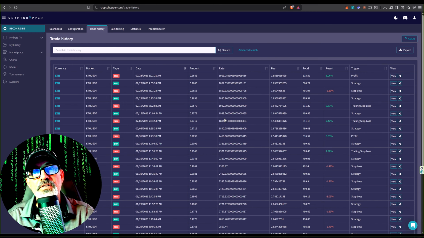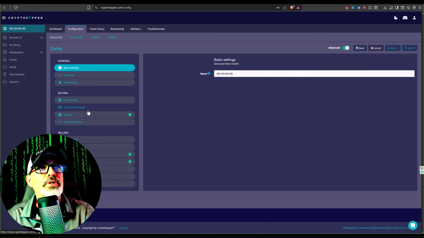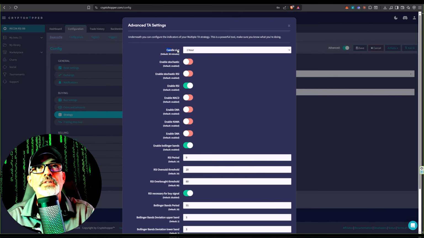Now, if you're curious about the configuration of this particular strategy, we can jump over here to the configuration tab. And then we can scroll down here to strategy, give that a click. And then advanced TA settings, give that a click. And so we can see the candle size is the 1 hour candles. Now the indicators that I enabled were RSI and the Bollinger Bands.